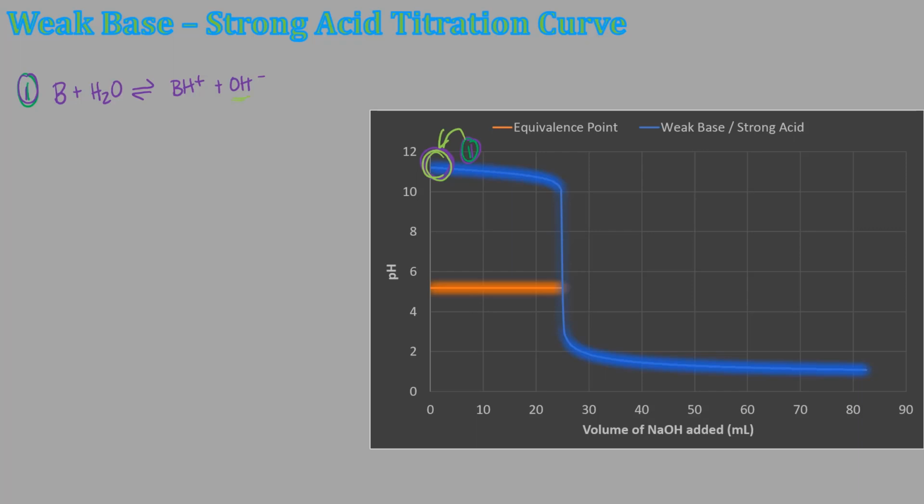And then once we start adding acid to that, the acid's going to react with the base to produce the conjugate acid. So that is this point, and at that point we have made a buffer, right? Okay, and then the third point is at the equivalence point.